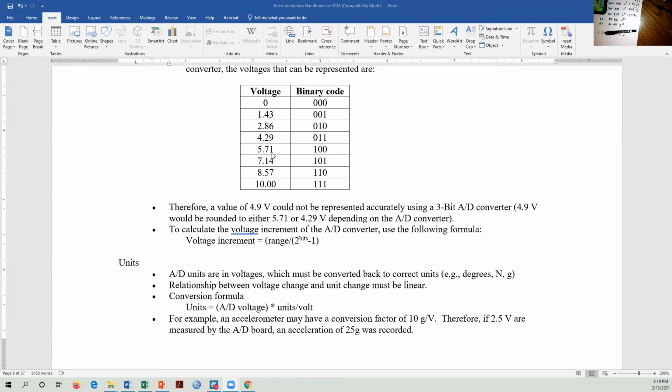A to D voltage times the units divided by the volt. Okay? So this is the conversion factor right here. And then you end up with units. So for example, if you have a conversion factor of 10 Gs per volt, if you see 2.5 volts, then you have an acceleration of 25 Gs. 10 times 2.5, the volts cancel, and I'm left with units of G.